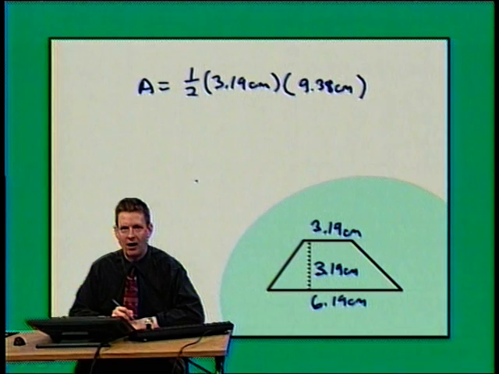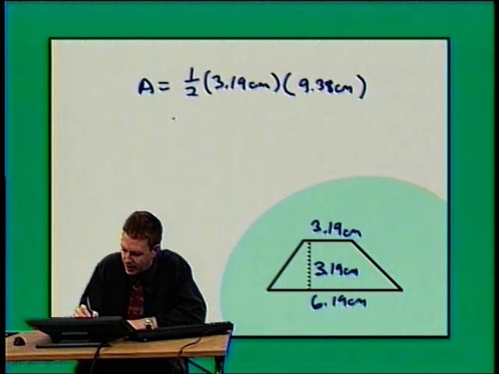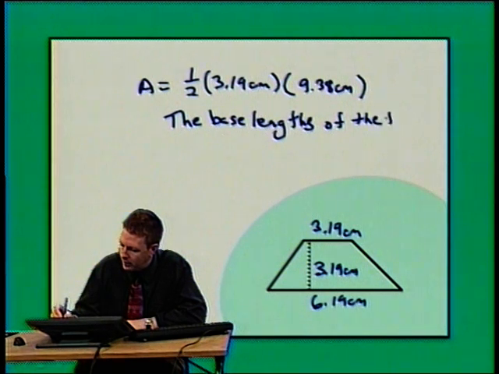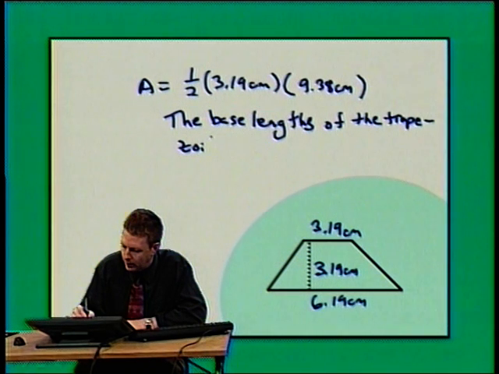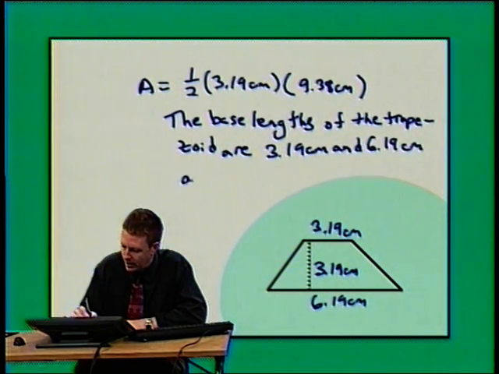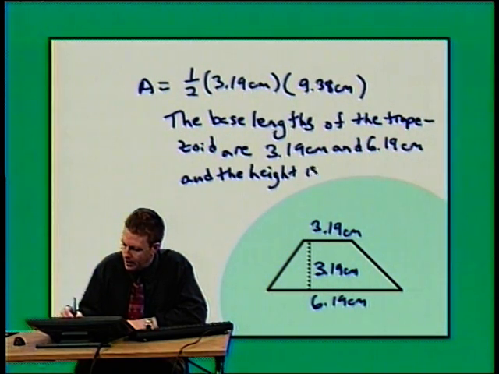So let's write our conclusion. And our conclusion is that the base lengths of the trapezoid are 3.19 centimeters and 6.19 centimeters, and the height is 3.19 centimeters.